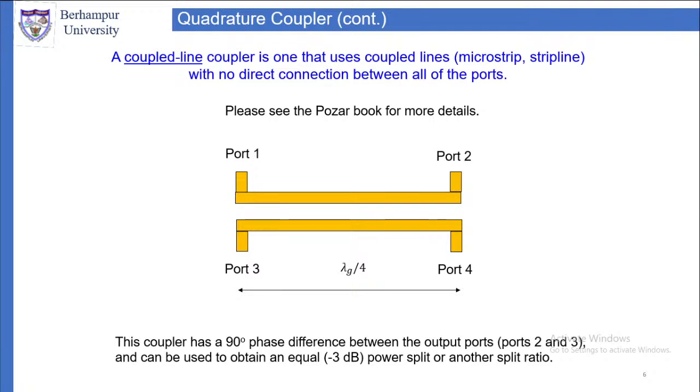The length is lambda g by 4, so you can say that from port 1 to port 2 there will be a 90 degree phase difference. Port 1 to port 4 there will be a 180 degree phase difference. Between port 2 and port 4 there will be a 90 degree phase difference. Port 1 and port 3 will be out of phase. So this has a 90 degree phase difference between the output ports, port 2 and port 3, and can also be used to obtain an equal power split or any other split ratio depending on the characteristic impedance of the lines.